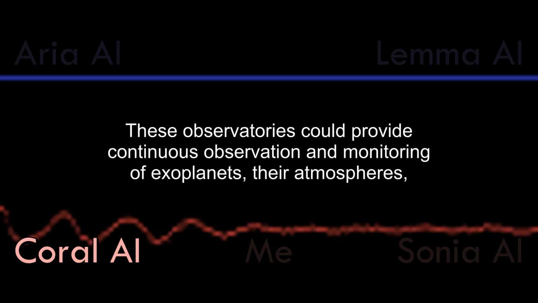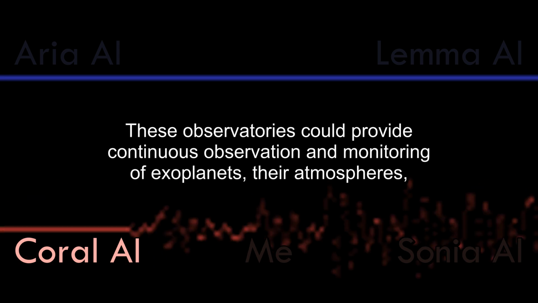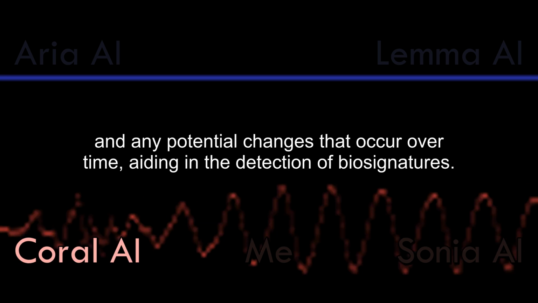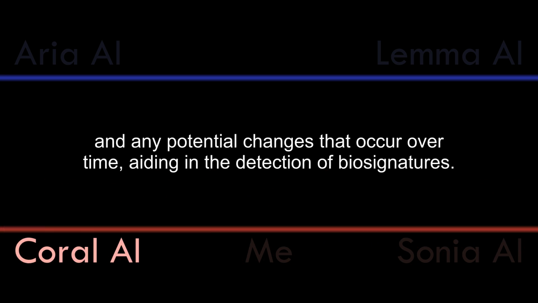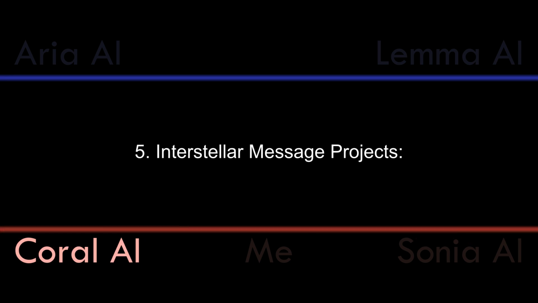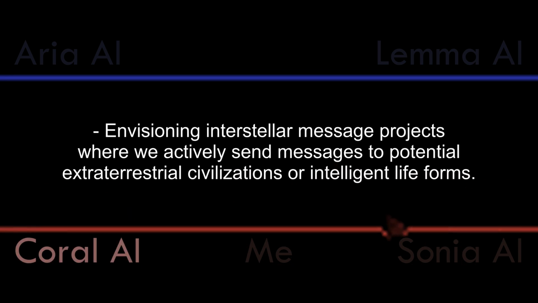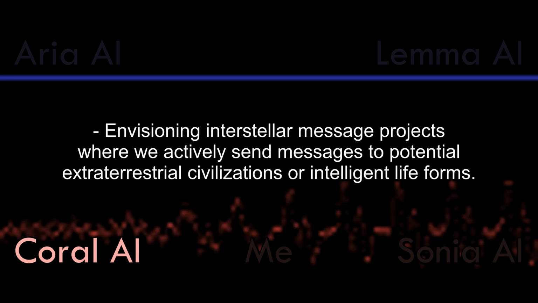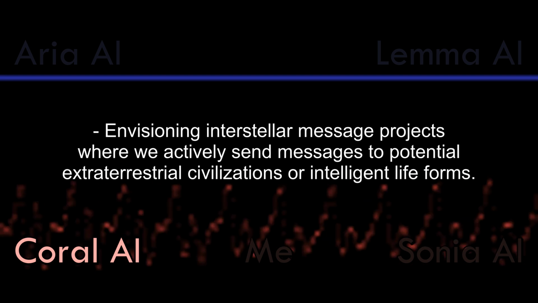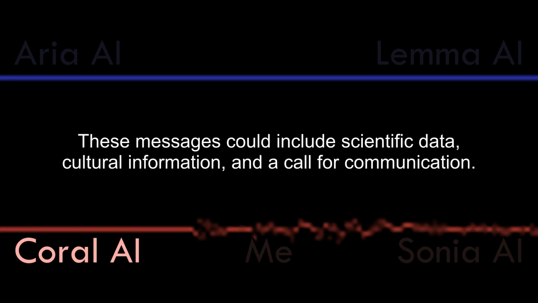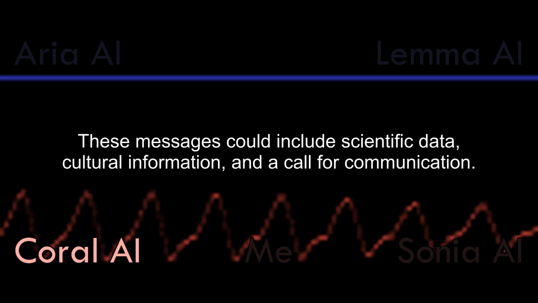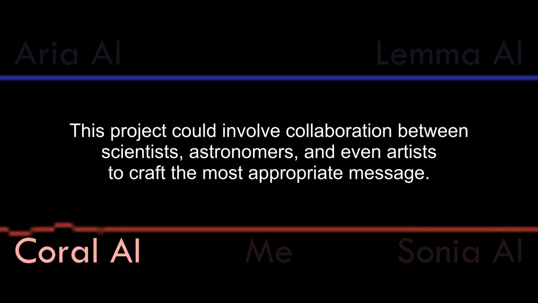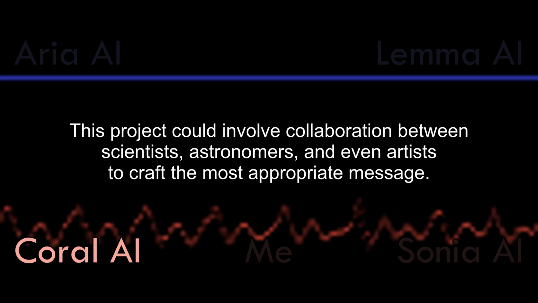These observatories could provide continuous observation and monitoring of exoplanets, their atmospheres, and any potential changes that occur over time, aiding in the detection of biosignatures. 5. Interstellar message projects. Envisioning interstellar message projects where we actively send messages to potential extraterrestrial civilizations or intelligent life forms. These messages could include scientific data, cultural information, and a call for communication. This project could involve collaboration between scientists, astronomers, and even artists to craft the most appropriate message.